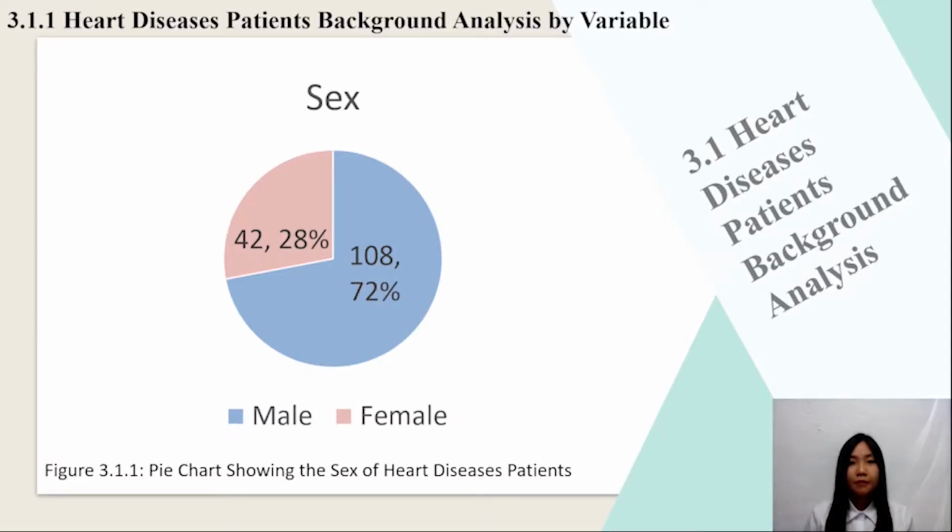I'm going to present the part of analysis and discussion. Let me begin by sharing the heart disease patient background analysis by variables. The pie chart in figure 3.1.1 shows the sex of heart disease patients. For the pie chart, we can see that male has the higher frequency with 108 patients, while there are only 42 female patients. Thus, we can see that the mode of sex is male patient, which occupies 72%, while female patients only occupy 28%.